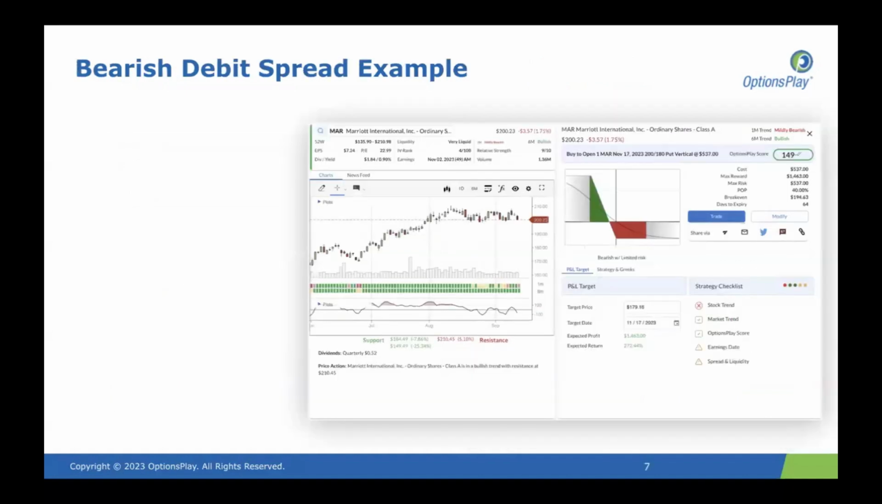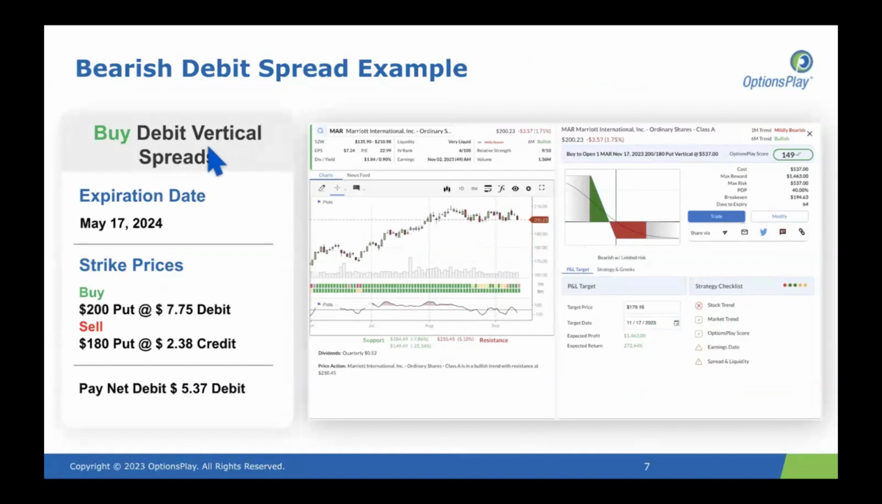Okay. So here's our bearish debit spread that we put together on Marriott. This is actually the options play platform, and this is a screenshot. This was, I guess, over a year ago at this point in time, where this example was put together. And what we were doing is buying a debit vertical spread.